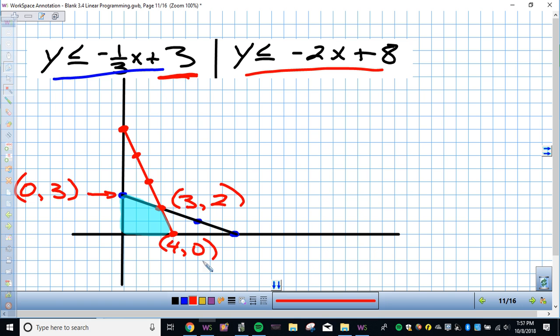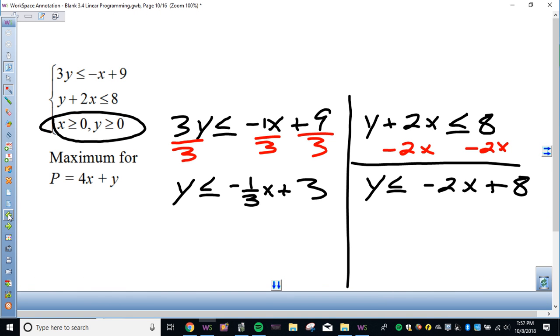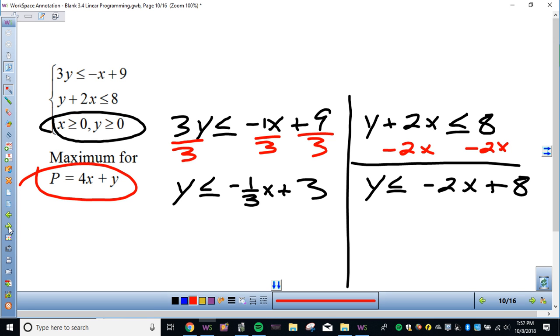So the two equations which we haven't talked about but are still shown graphed on here are both x and y are greater than or equal to 0. So just don't forget those. Now we have our objective function p equals 4x plus y.